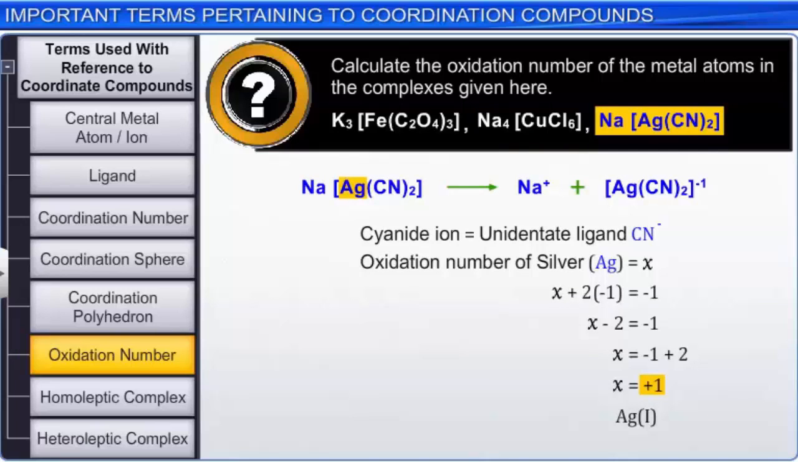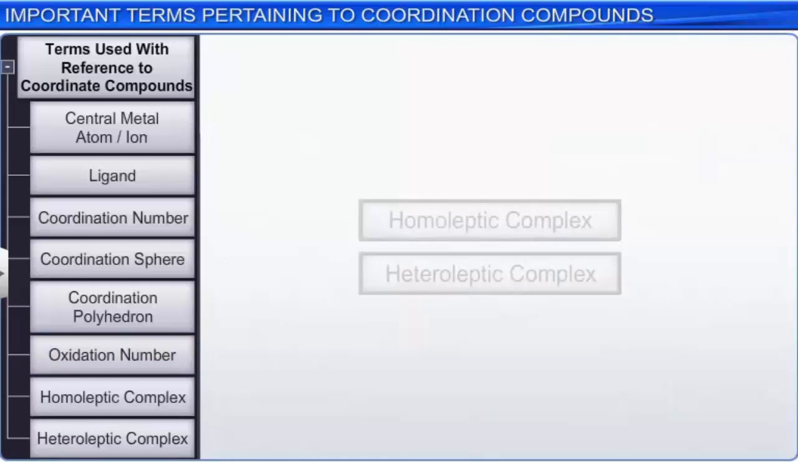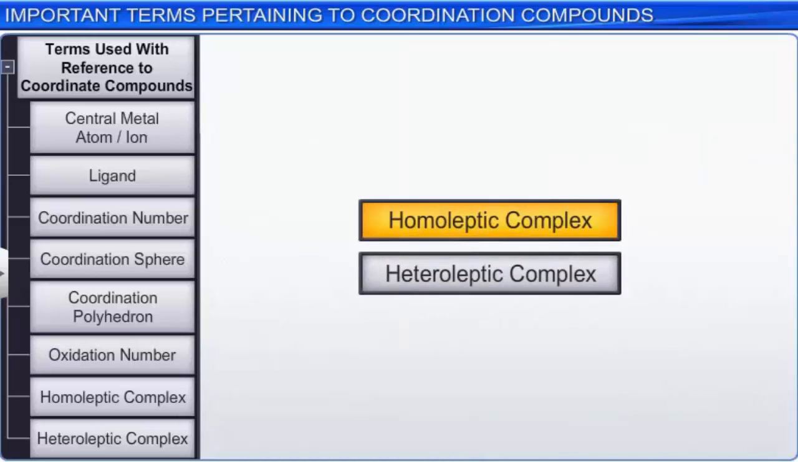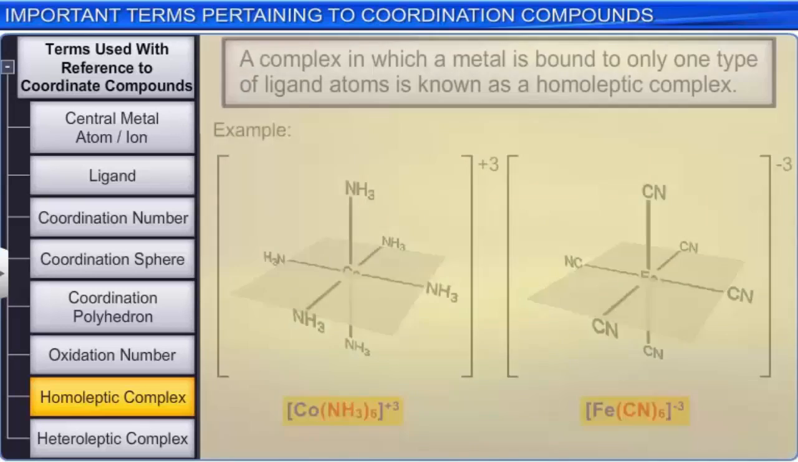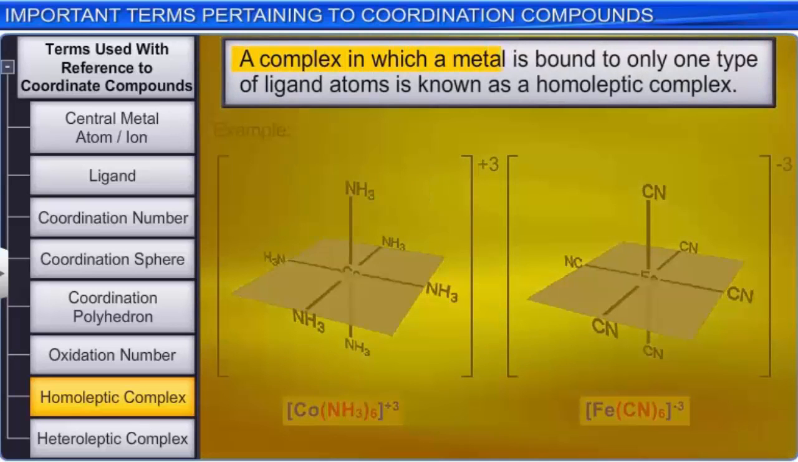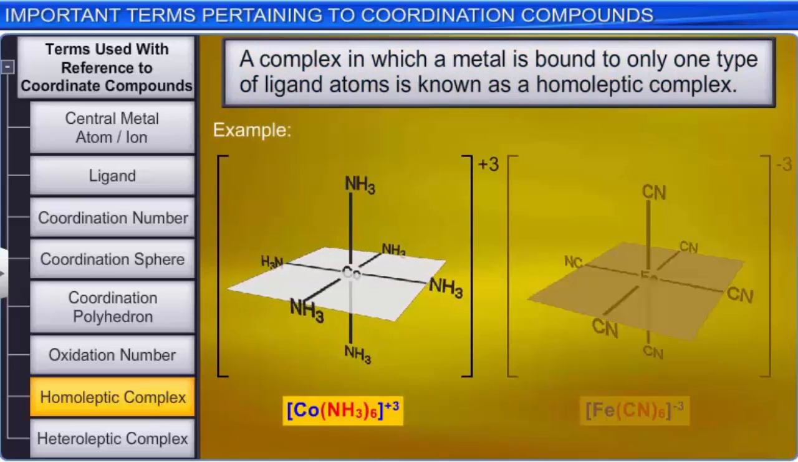Finally, let's look at the terms homoleptic complex and heteroleptic complex. A complex in which a metal is bound to only one type of ligand is known as a homoleptic complex. For example, [Co(NH3)6]3+ and [Fe(CN)6]3-.